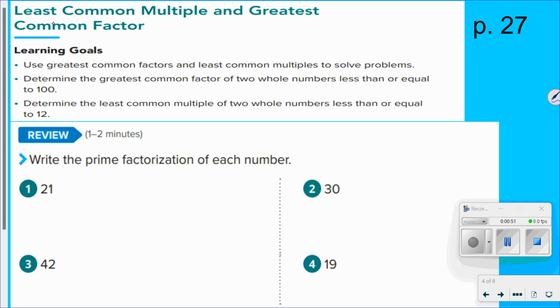So we're going to be doing the same stuff, GCF and LCM, as we just had on our homework last night. The big one is we're now going to be turning it into word problems and actually getting answers.